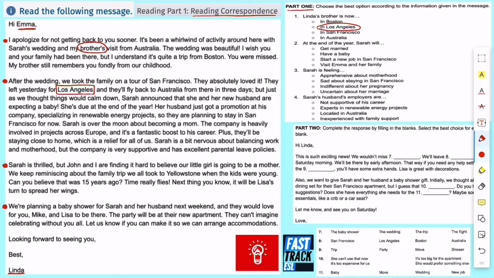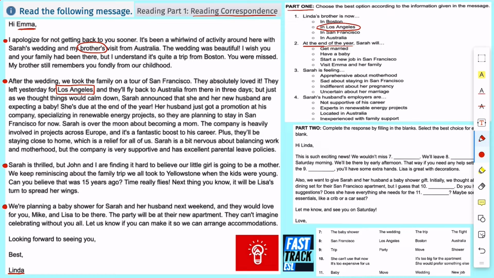Question number 2. At the end of the year, Sarah will. Okay, so we want to know what Sarah's plans are for the end of the year. And so the best technique, again, is to use keywords. Now, Sarah is a keyword. We need to know, this is about Sarah after all. So we're going to look for Sarah's name, but we're also going to look for at the end of the year. Okay, so we're going to scan the passage.